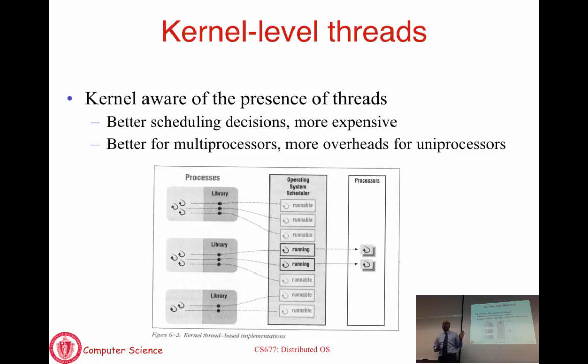This requires the OS to implement threading support. So the OS will know how many threads are in a process and explicitly schedule a thread and so on. That's kernel level threads.